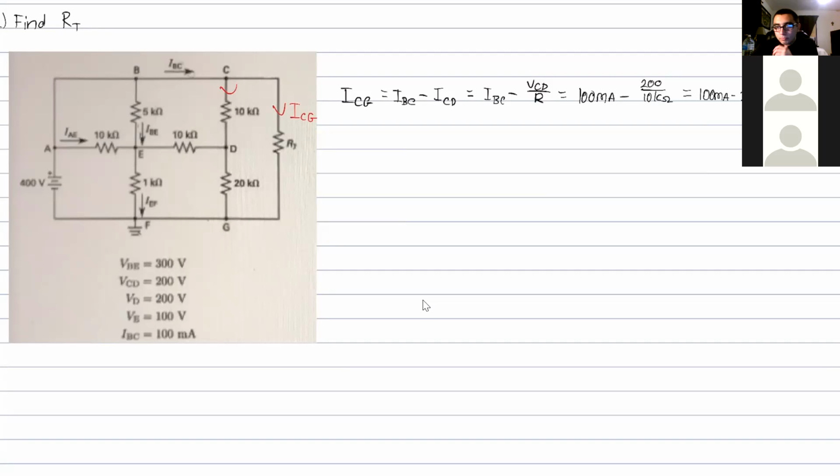Okay, now that we have the value for the current flowing through it, we can use simple Ohm's law again to figure out what that value of resistance is. By looking at this, we know that the voltage drop across this resistor is going to be equal to our input voltage, just based on KVL. If you write a KVL for that output loop, you'll notice that that voltage drop across it is the same as our voltage across the battery.